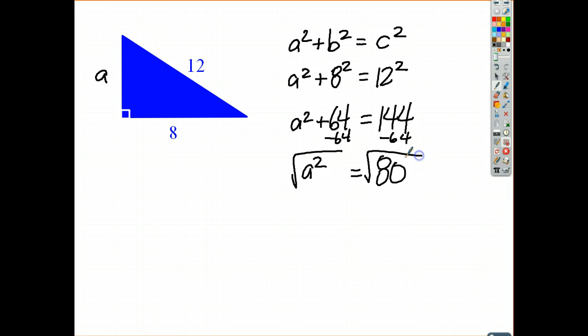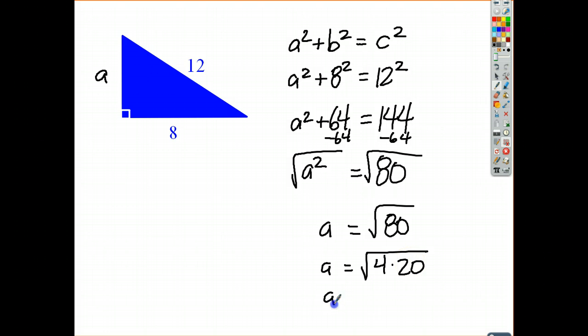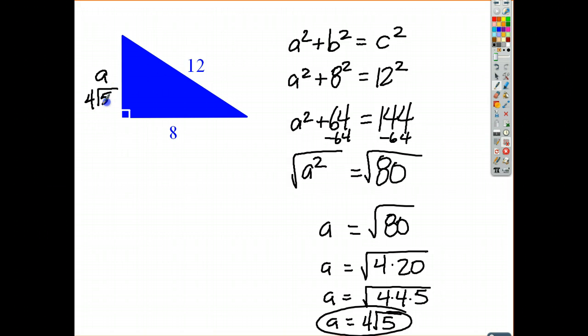Take the square root of both sides, and I get a is equal to the square root of 80. Now, 80 has a perfect square in it. There's at least a 4 in there, so a is equal to the square root of 4 times 20. But 20 has a perfect square in it, so let's make that a is equal to the square root of 4 times 4 times 5. So that means a will be equal to 4 radical 5. That's my answer here, 4 times the square root of 5.